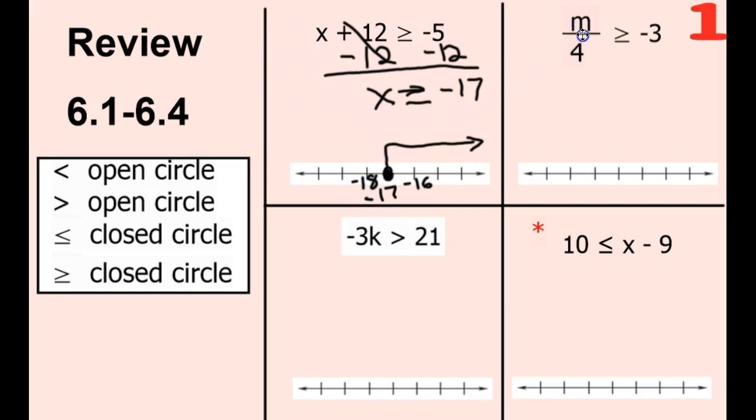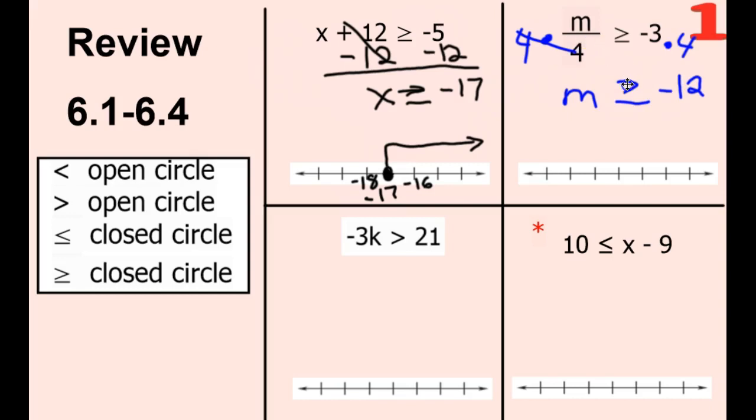Next problem, we have m divided by 4 is greater than or equal to negative 3. The opposite of division is multiplication, so we need to multiply by 4. And multiply by 4 over on this side. Those will cancel out. What we are left with is m is greater than or equal to negative 12.